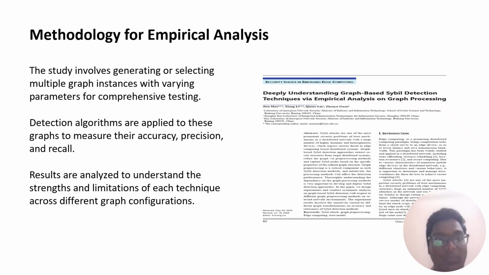Next one is the methodology for empirical analysis. The study involves generating or selecting multiple graph instances with varying parameters for comprehensive testing. Detection algorithms are applied to these graphs to measure their accuracy, precision, and recall. Results are analyzed to understand the strengths and limitations of each technique across different graph configurations.